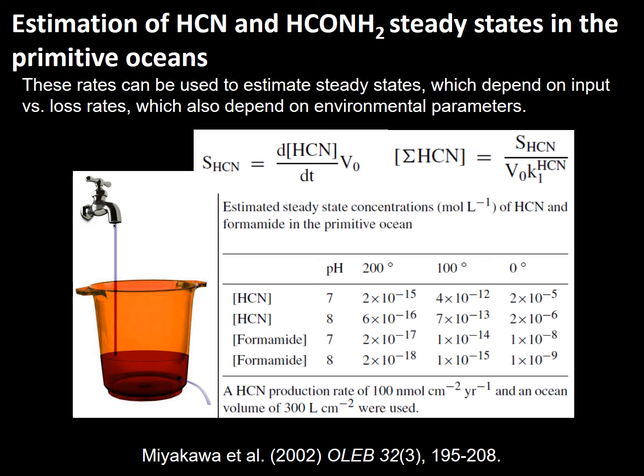Now, it's important to take into account that this is estimated for an ocean volume of the current size. If you consider things like puddles or small ponds that are much shallower, you could obtain much higher concentrations of these compounds at steady state, simply because the volume is smaller. So this may be an important consideration in thinking about environments where this type of chemistry might have been important on primitive planets.